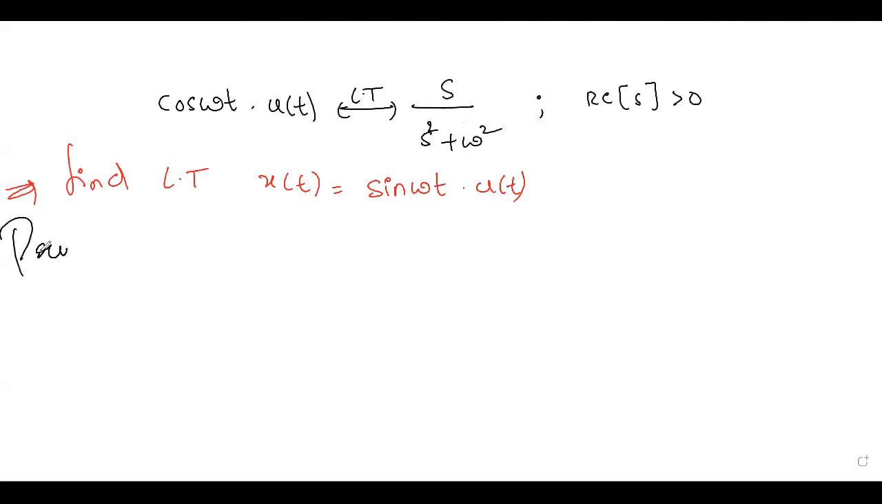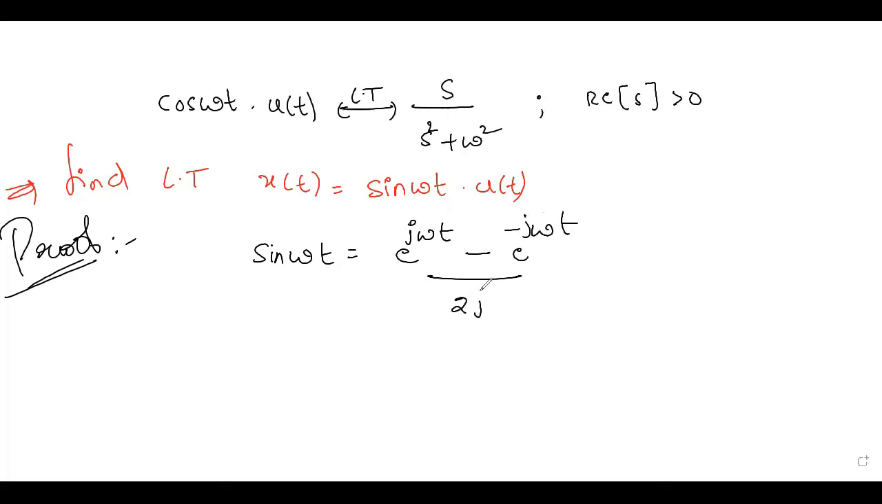Proof. Sin omega t, how do we write? E power j omega t minus e power minus j omega t, whole divided by 2j in the denominator. If you don't remember these exponential relations, we cannot derive any transform for sinusoidal functions, sine as well as cos.